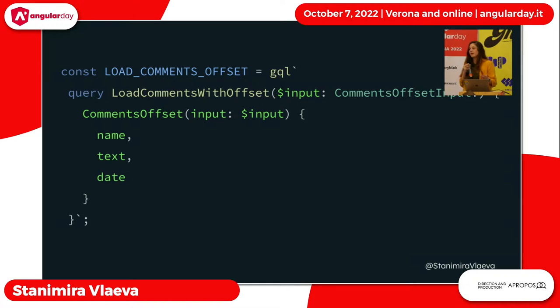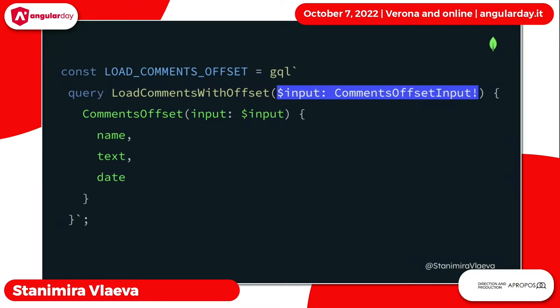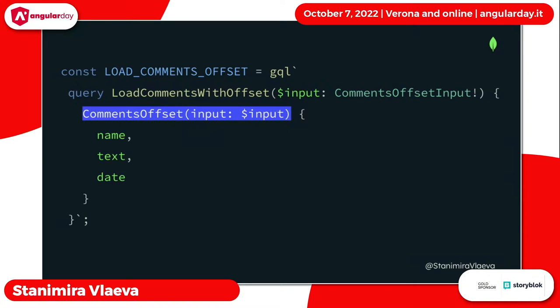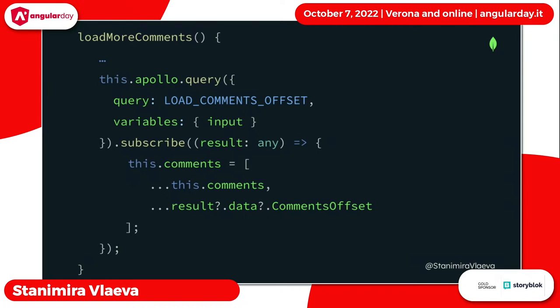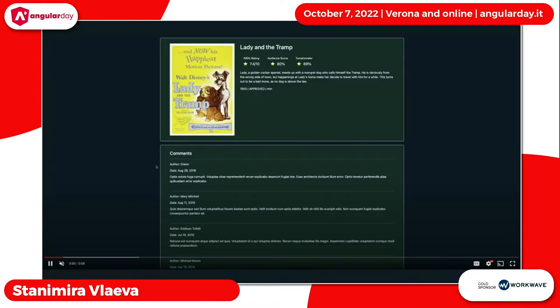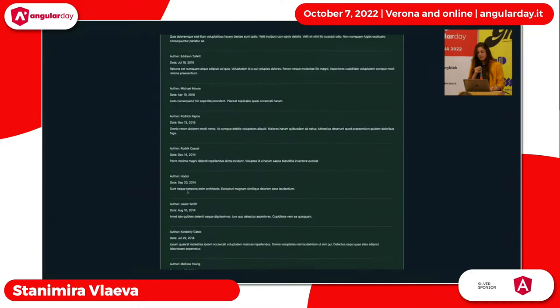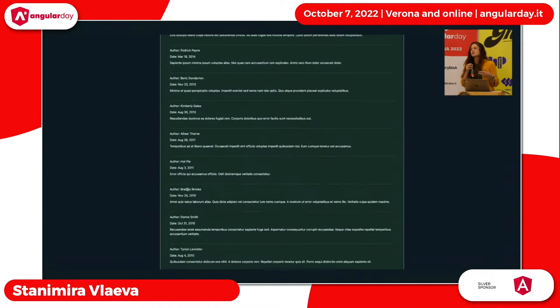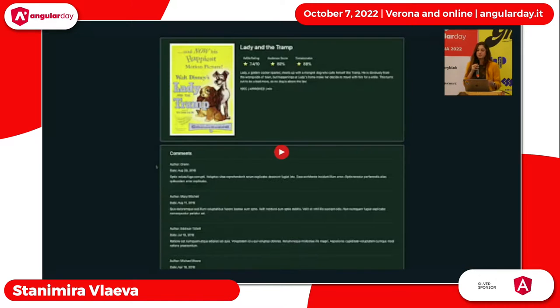And the answer is, the same way we use any other query in our API. So we just pass in the input. This is the specific input that we saw. So the sort order, the limit, the offset, and the movie that we want the comments for. And then we just query this new field that we have created. And we get back the name, text, and date for the comment. And we use it in the same way, using this Apollo query. And what we get back, we just attach to the existing comments. As simple as that. The result is that we have this button that is hooked to the request, and we can load more comments from the database automatically with super minimal effort.